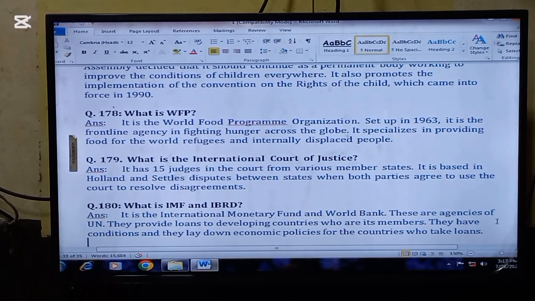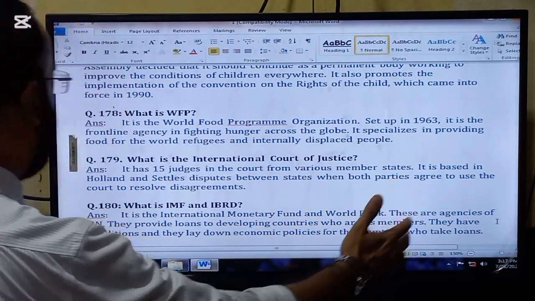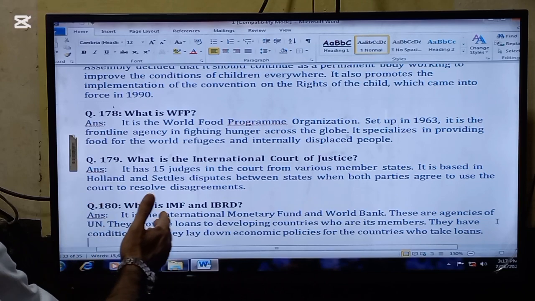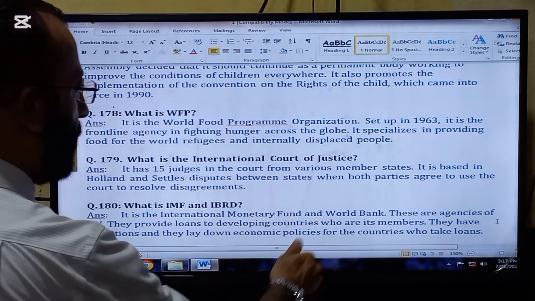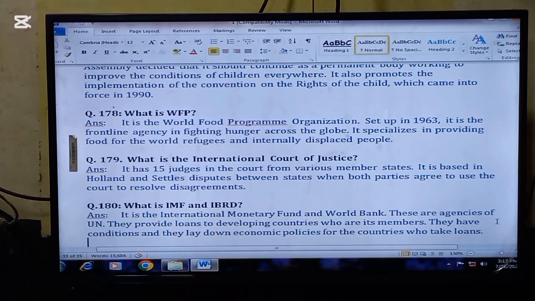The next important question for today is, what is the International Court of Justice? It has 15 judges from various member states. It is based in Holland and settles disputes between states when both parties agree to use the court to resolve the disagreements.